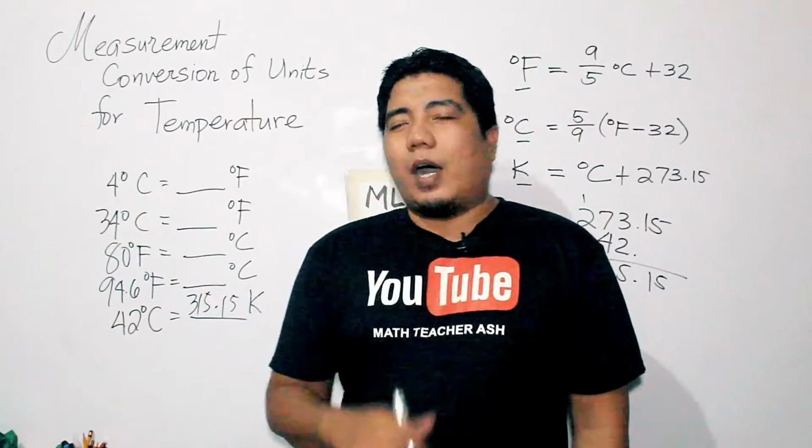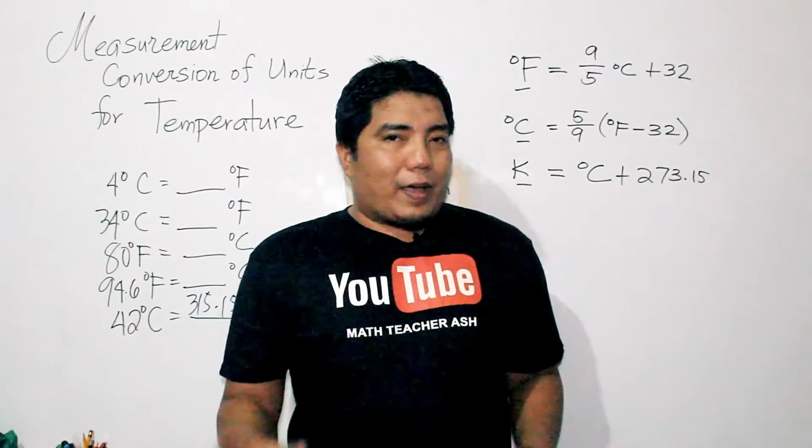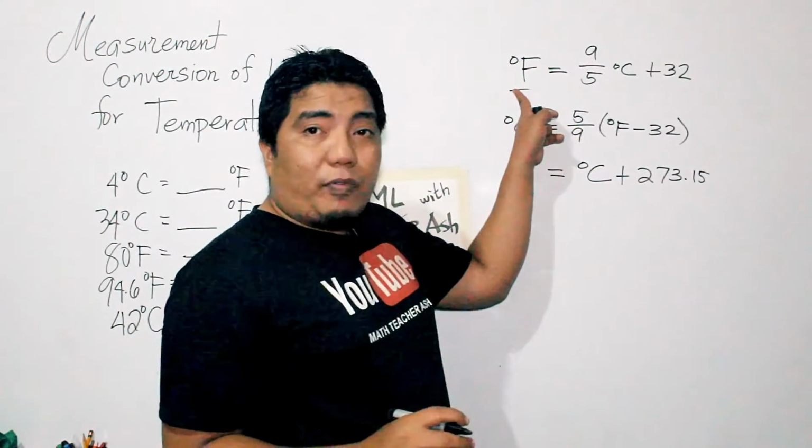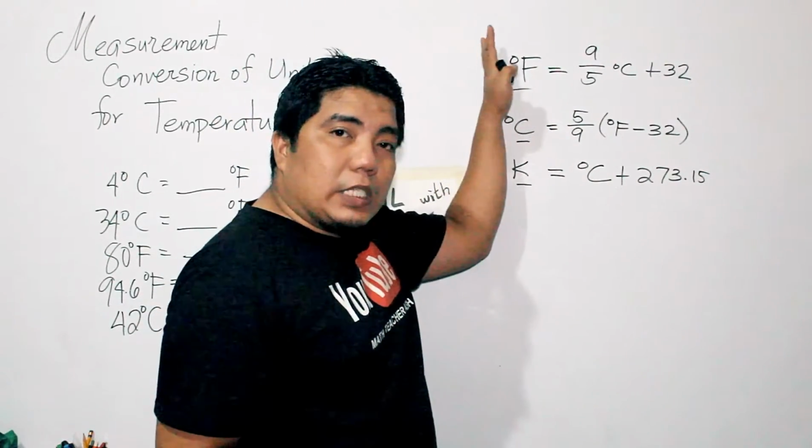Easy, right? Now, how about Celsius to Fahrenheit? Now, in getting Celsius to Fahrenheit, we have here our formula, the Fahrenheit. Since this is the unknown, so we will be using this formula.